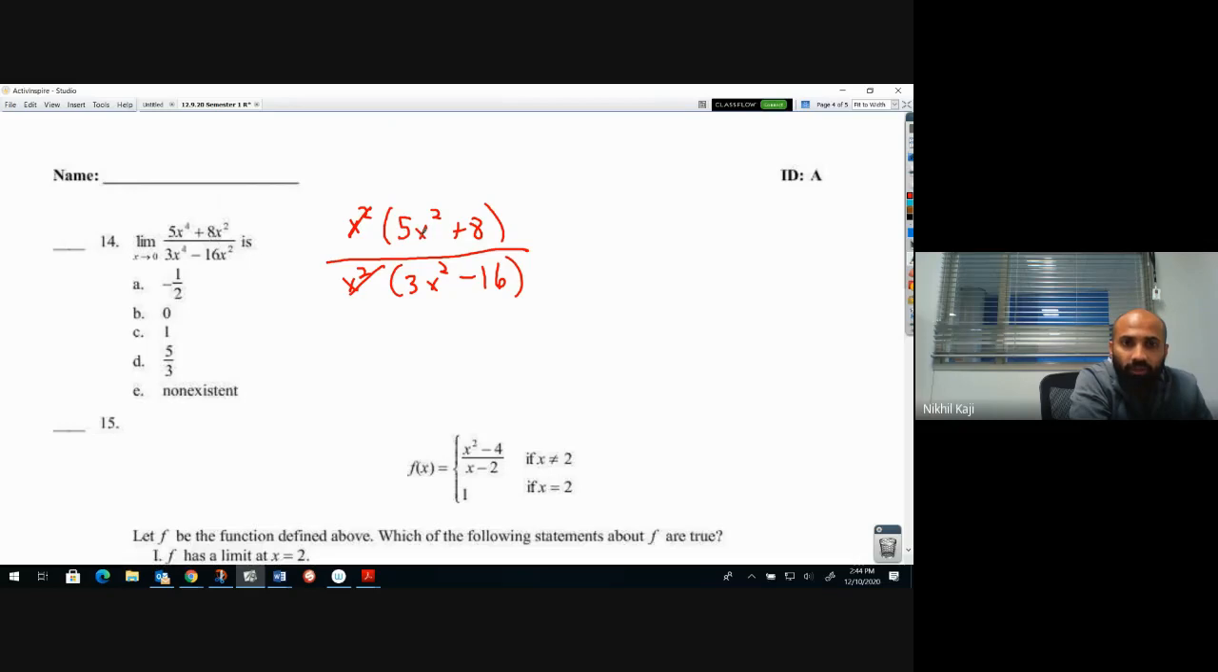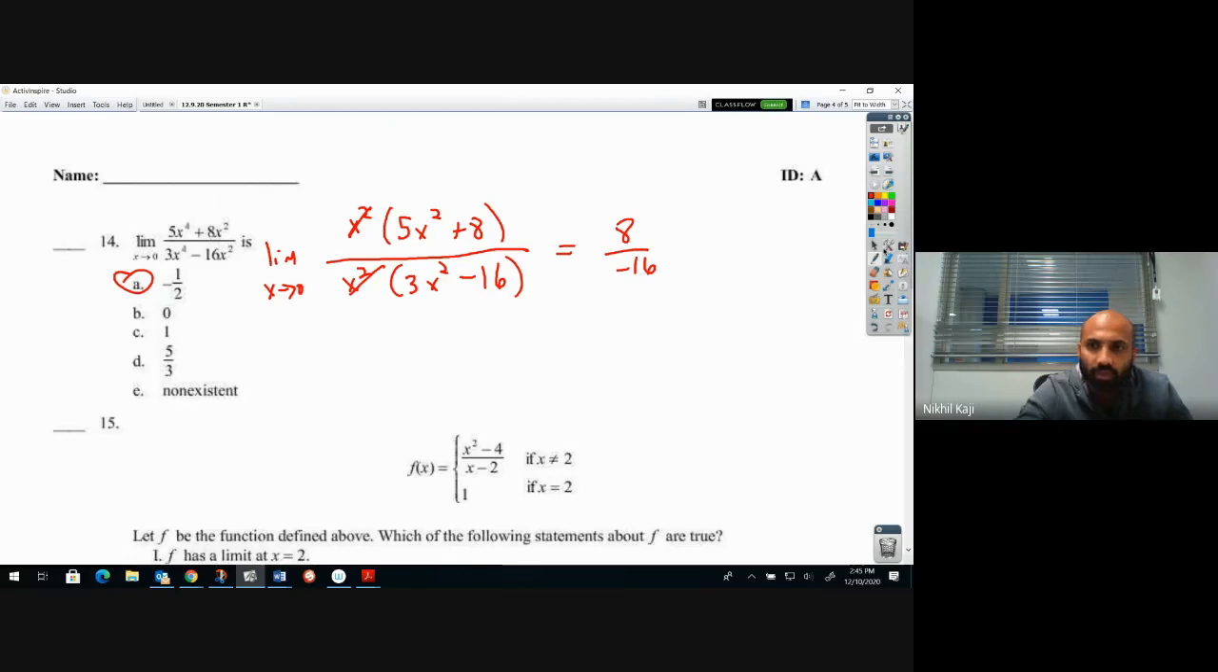So now if we plug in 0, yeah, we could plug in 0 and it'll be all good. So if we plug in 0, that'll be 8 over, plug in 0 here, negative 16, which equals negative 1/2. So it wasn't that bad. It looked complicated, but once we pulled out the x squared on both the top and the bottom, that was simple.